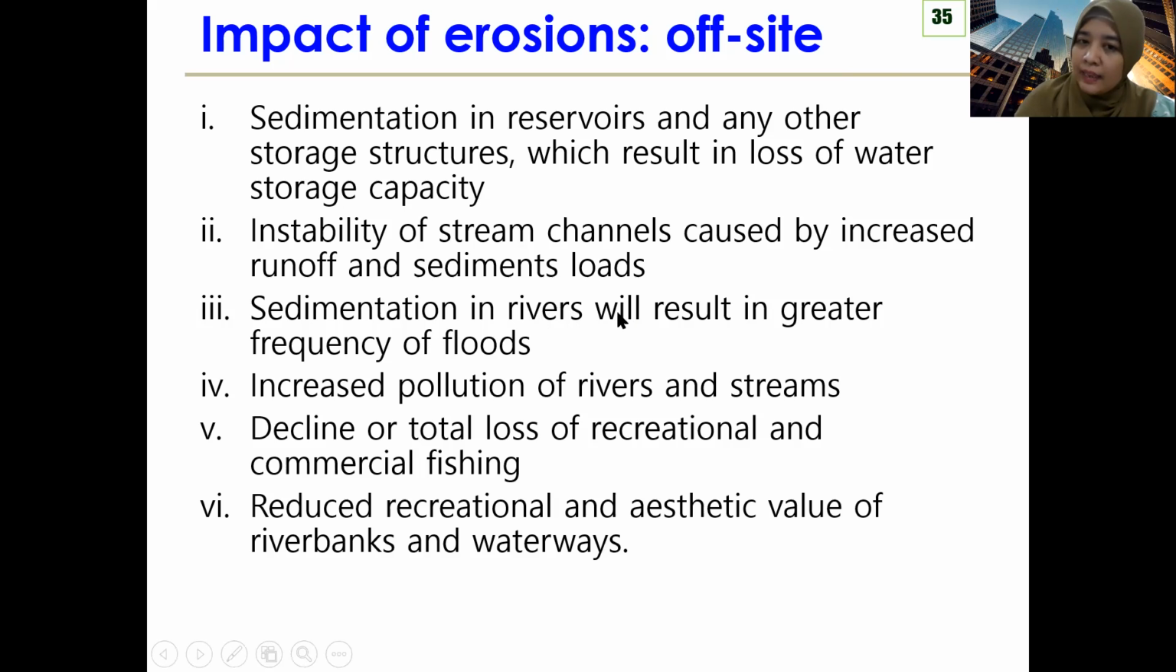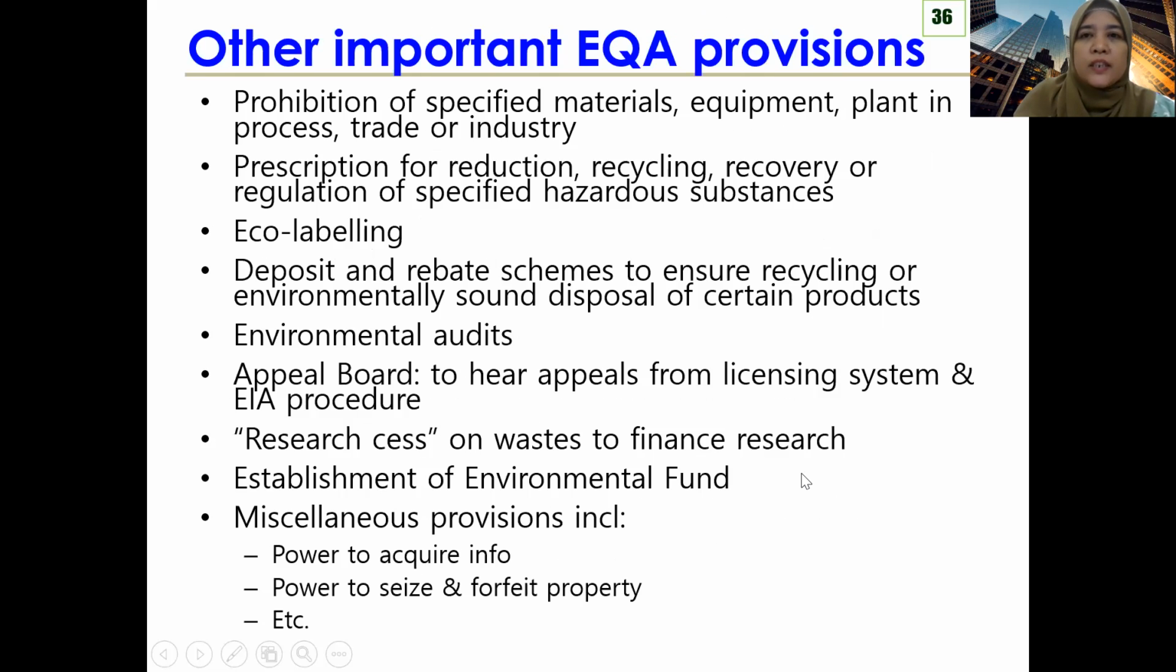Sedimentation in rivers, also greater frequency of floods, tempat lain, pollution of rivers and streams, dah tak bersih air tu, okay? Decline or total loss of recreational and commercial fishing, dah tak menjadi habitat, not a good habitat for fish anymore, so you cannot do any fishing. The water is not clear now, it's dirty, you cannot do any swimming, you cannot do any water activities there. Reduced recreational and aesthetic value of riverbanks and waterways. Dah tak cantik lagi. Sudah berkarat, sudah jadi water, dah jadi apa nama tu, teh susu kan. It's not good, it's not nice.